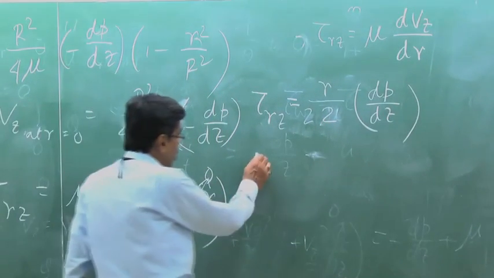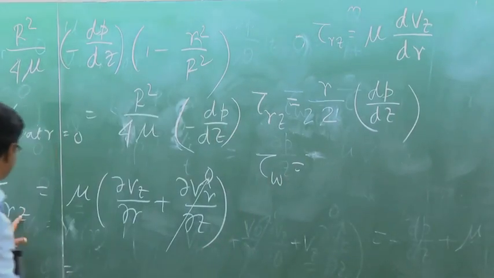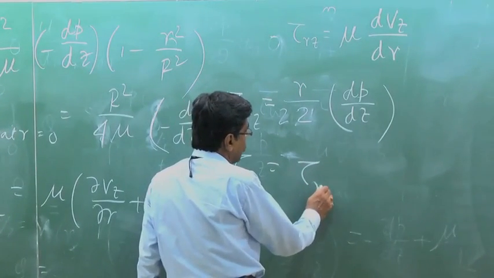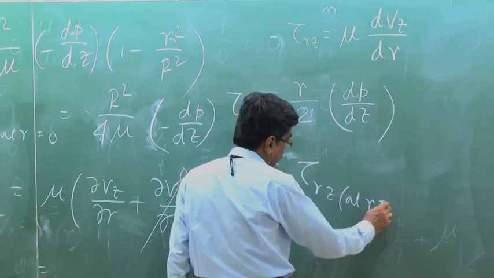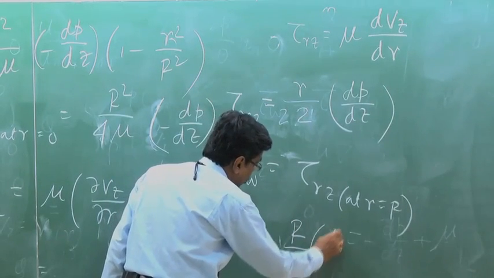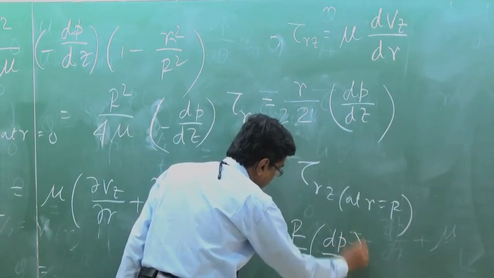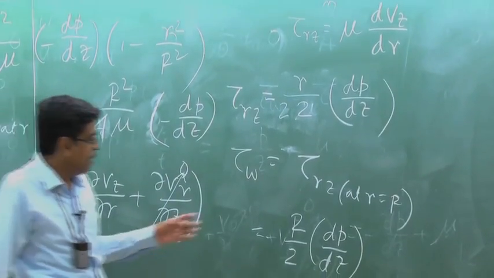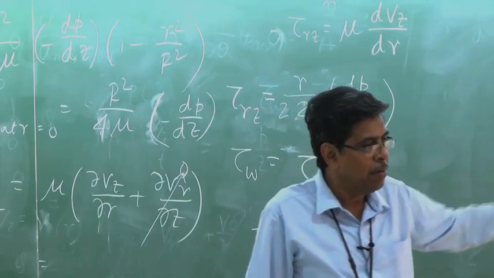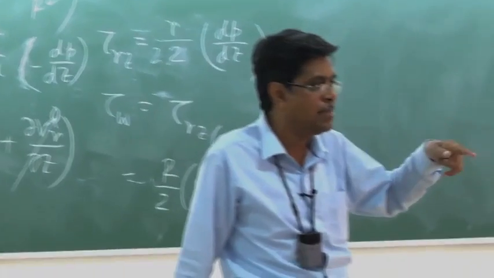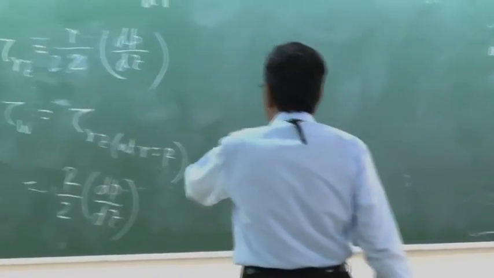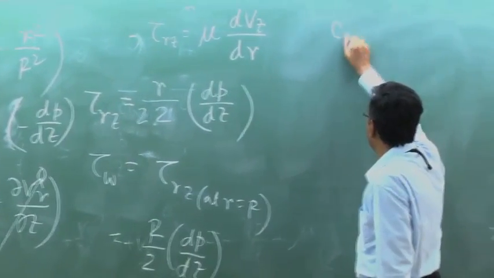Clear? So therefore, tau w. What is tau w? Tau w is equal to tau rz at r is equal to R. That becomes r by 2 into dp dz, and here again the same understanding: dp dz negative gives a positive flow, and shear stress physically acts in the positive direction, but it gives a negative value mathematically because the plane is tau rz negative, because r is downward. Very good. Okay.